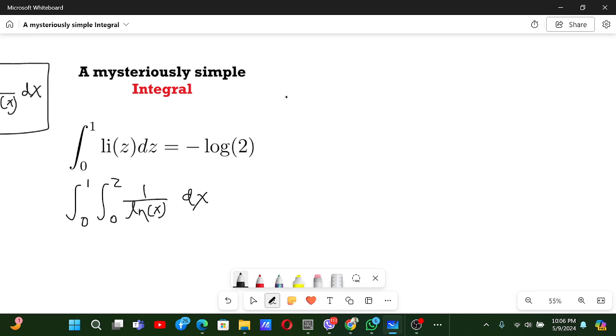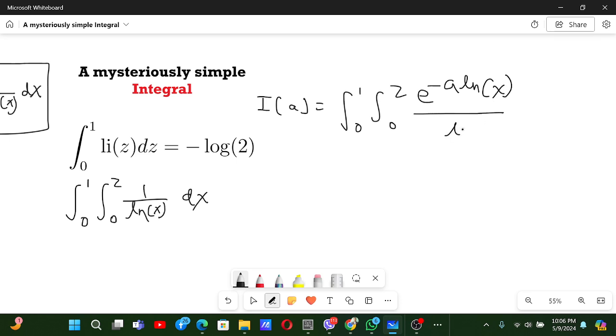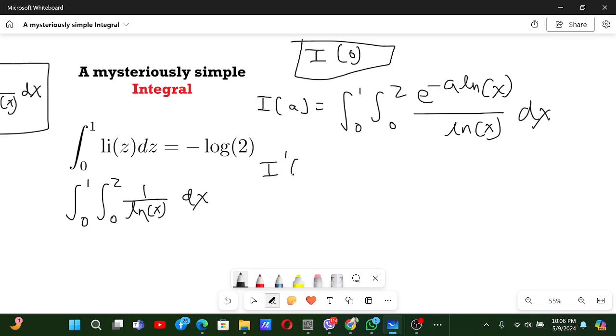So what we are going to do is introduce I of a as the integral from 0 to 1, integral from 0 to z of e to the power minus a ln of x by ln of x. We note that I of 0 is the required integral that we need to find out, because only then the numerator goes to 1. So the first thing that we can do to simplify is to differentiate the expression with respect to a.